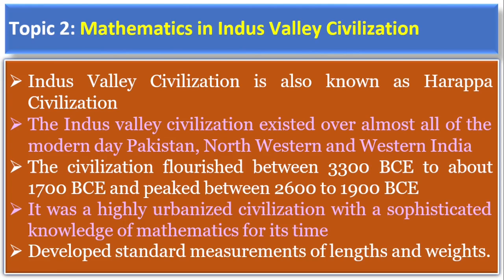This civilization is about 5,000 years old, and it flourished between 3,300 before Christ to 1,700 before Christ, and its peak was between 2600 and 1900 BC.